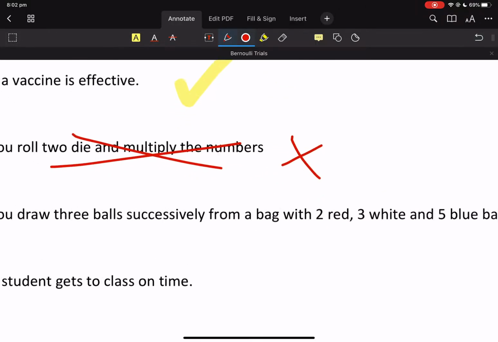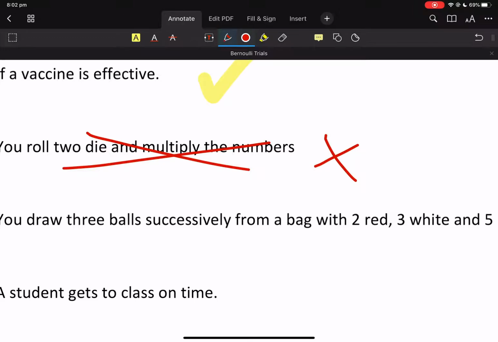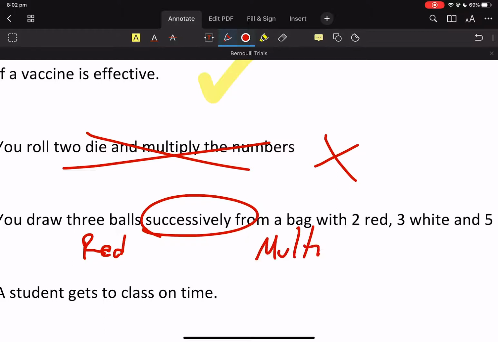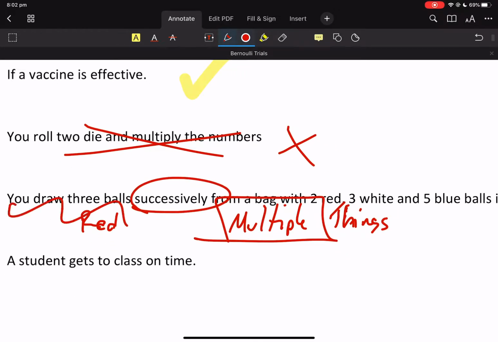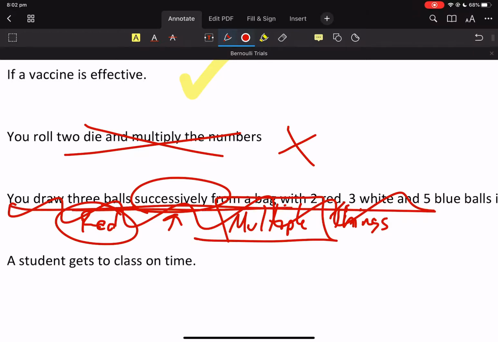How about you draw three balls successively from a bag containing some different colour balls? Here, even if we're just looking for is the ball red, the problem here is successively. We're also doing multiple things. So a binomial is only one event. Here we're doing multiple events. This would not even be a binomial probability, because if you're drawing the ball successively, then the chance of you drawing a red actually changes each time you draw the ball. So that's not binomial, that's not Bernoulli, it's nothing.